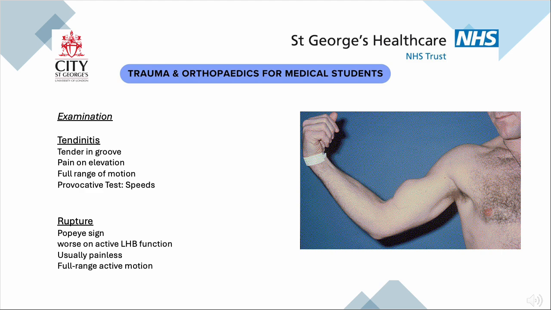However, this has been shown to be no more than 50-50 at best, so you might as well toss a coin. If the biceps has ruptured, there's often no pain, and on clinical inspection you will see the Popeye sign. If they actively flex the biceps, the Popeye bulge will get worse, and again the shoulder will have a full range of motion.